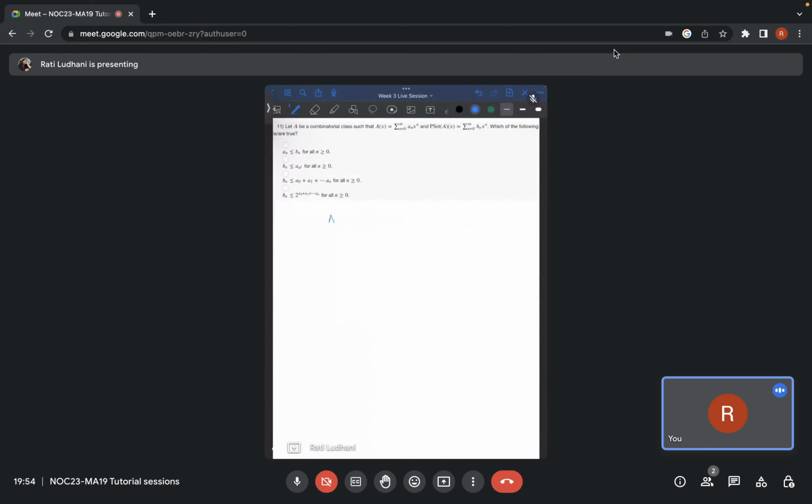A is a combinatorial class, and the generating function of A is the summation of a_n x raised to power n. The power set of A has generating function equal to the summation, n equal to 0 to infinity, of b_n x raised to power n. Now which of the following is true?